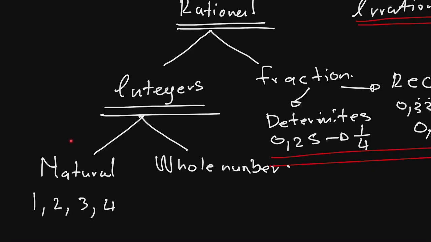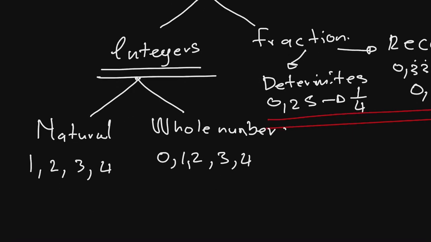Whole numbers are the same thing as natural numbers, but they include the 0. So now we have 0, 1, 2, 3, 4, 5, up to infinity. Those are called the whole numbers. So whole numbers are natural numbers including the 0, and natural numbers are whole numbers excluding the 0. So it's more or less the same thing.